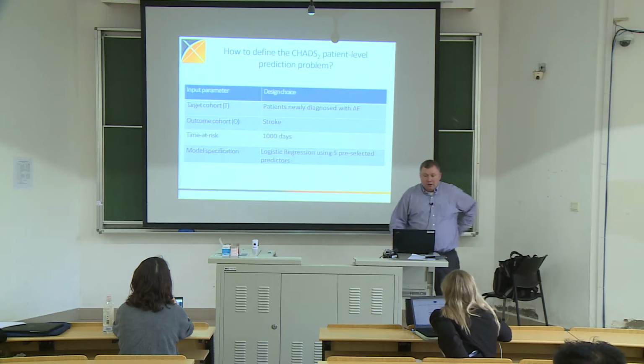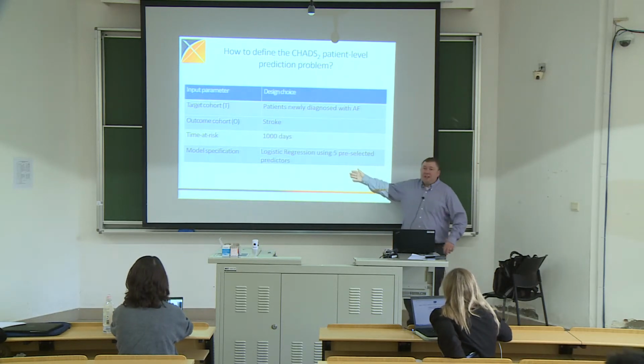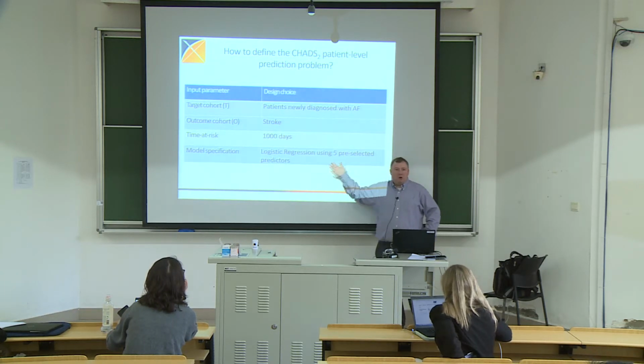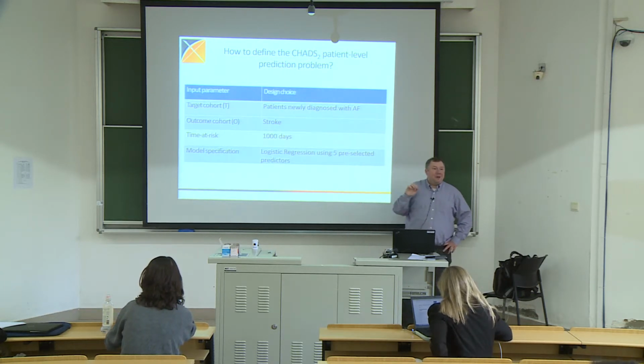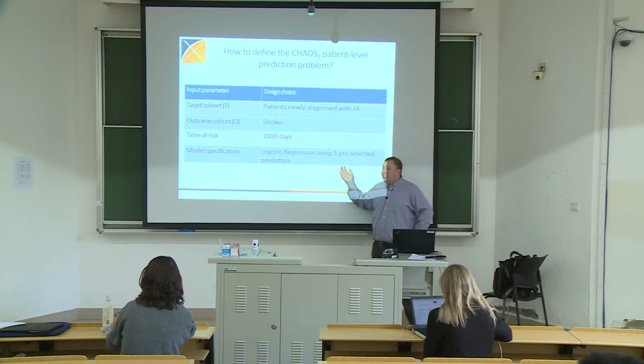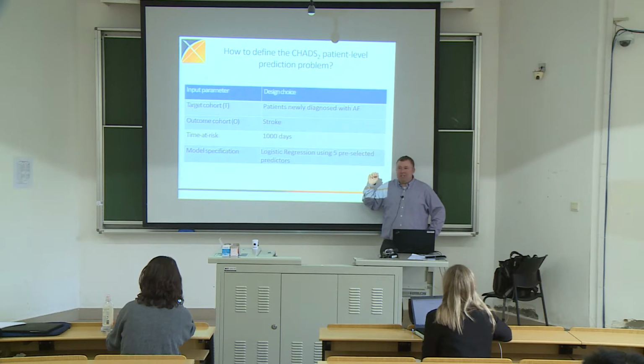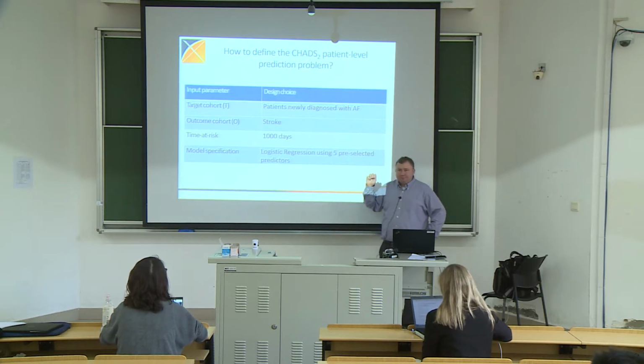Now, the CHADS-2 is a prediction model that actually is being used all around the world. The truth of the matter is the CHADS-2 prediction model is not very good. Its accuracy is actually pretty low.